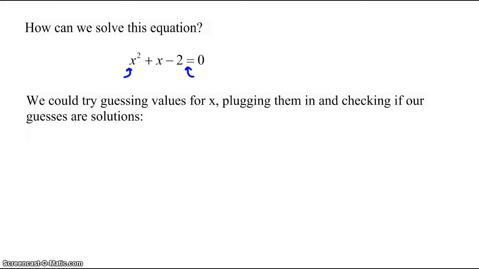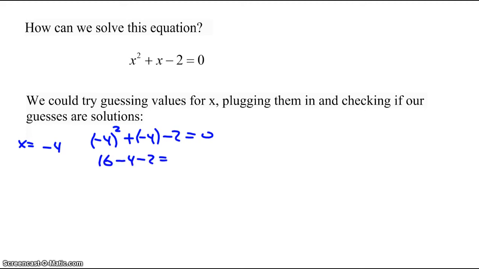Okay, one way to do this is just to guess some numbers, right? We might try some numbers and hope we hit on a solution. Maybe we try negative 4. Let's see if x equals negative 4 is the solution. Let's plug it in. Negative 4 squared plus negative 4 minus 2 is 0. That would be 16 minus 4 minus 2, that would be 16 minus 6, which would be 10 equals 0. Well, that was a bad guess. And you could keep trying over and over again, but you might try forever and not hit on the solution, particularly if the solution happened not to be an integer. So you could try guessing values, but it's not a very efficient way to find the answer.